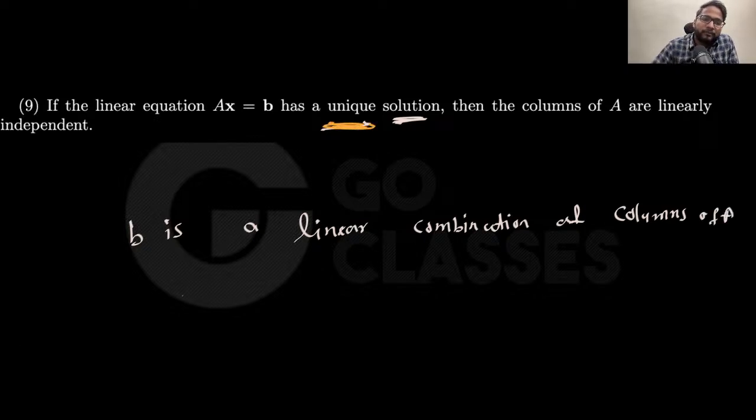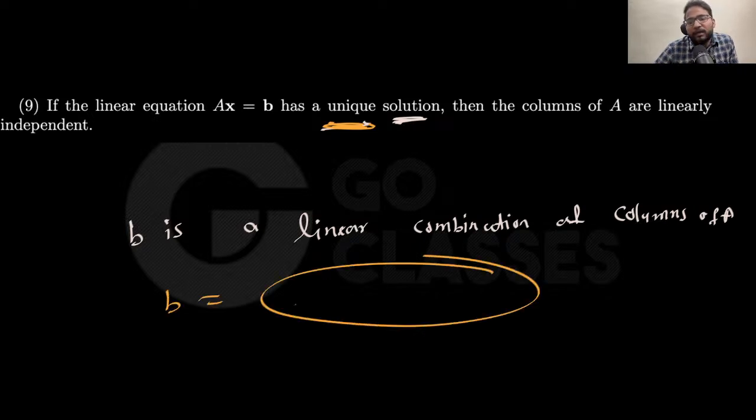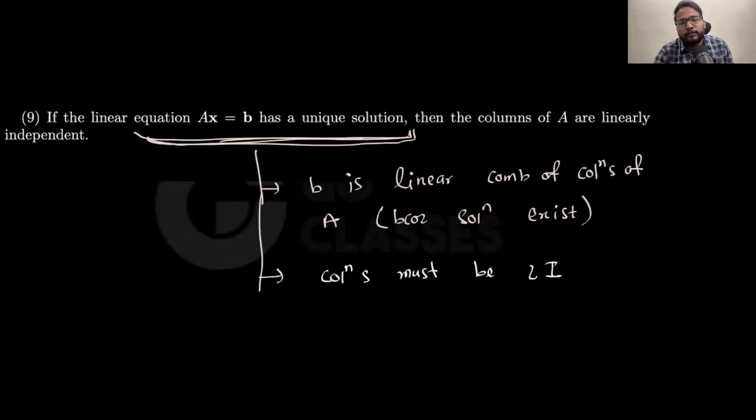Unique भी है मतलब अगर B लीनियर कॉम्बिनेशन है एक कॉलम से, दे आर सेइंग कि एक ही तरीका है इसको रिप्रेजेंट करने का, मस्ट बी लीनियरली इंडिपेंडेंट, राइट? मस्ट बी लीनियरली इंडिपेंडेंट. So this is true. So B is a linear combination of columns of A, and columns must be linearly independent because solution exists. They are saying there is a solution, and then they are saying this is unique solution, which means that columns must be linearly independent. Then only there could be unique solution.